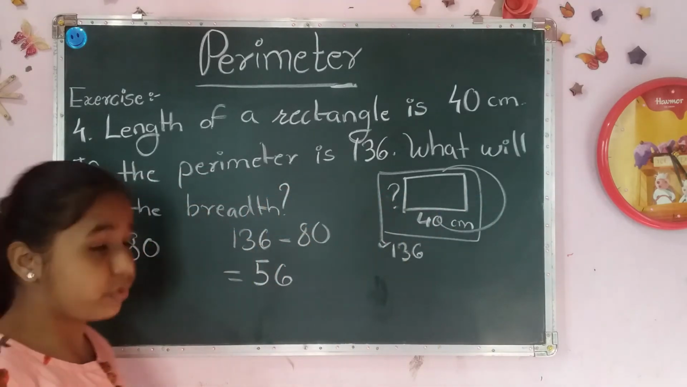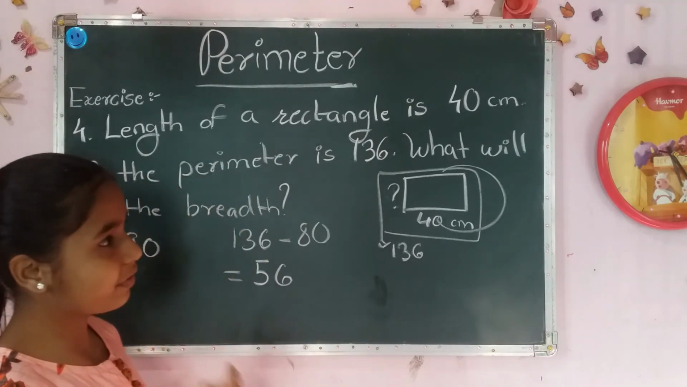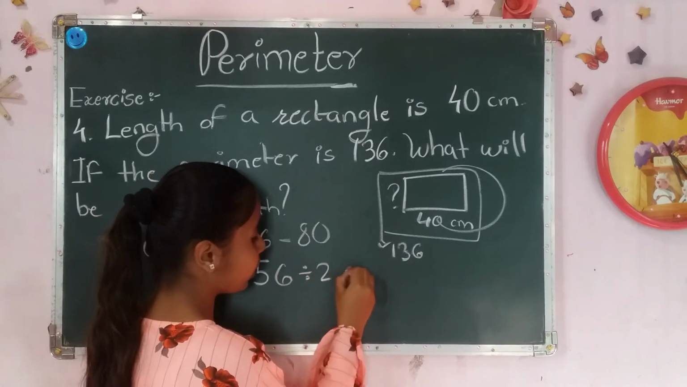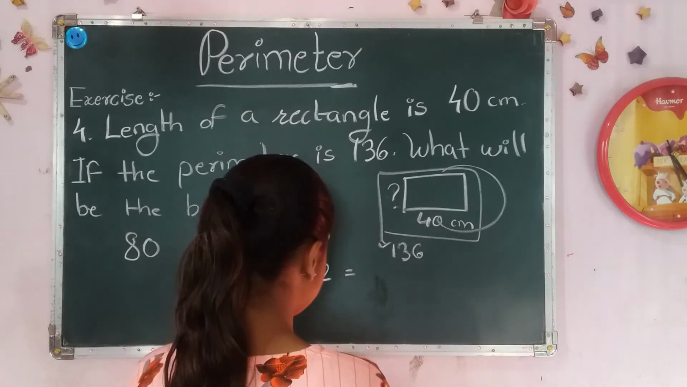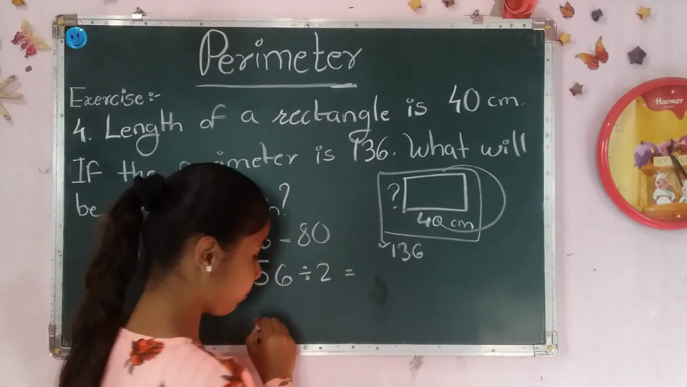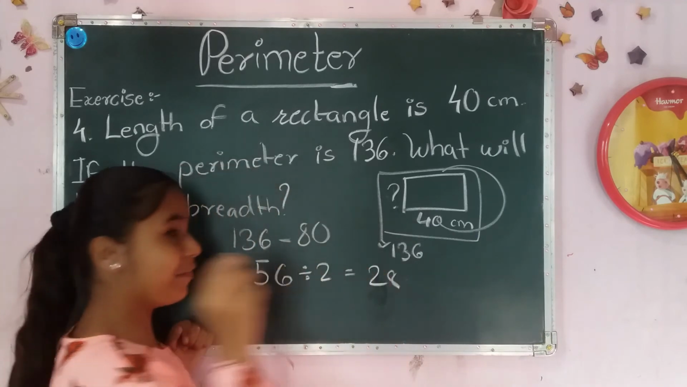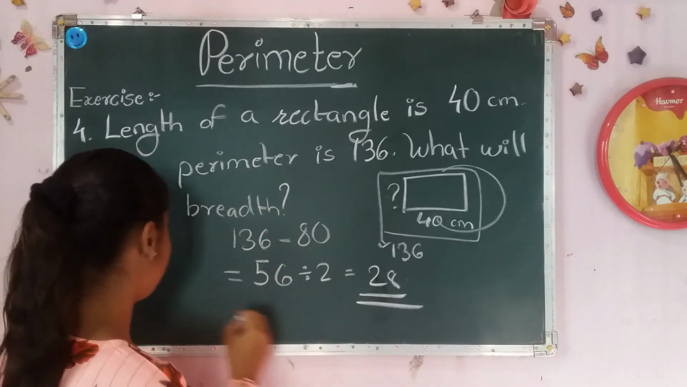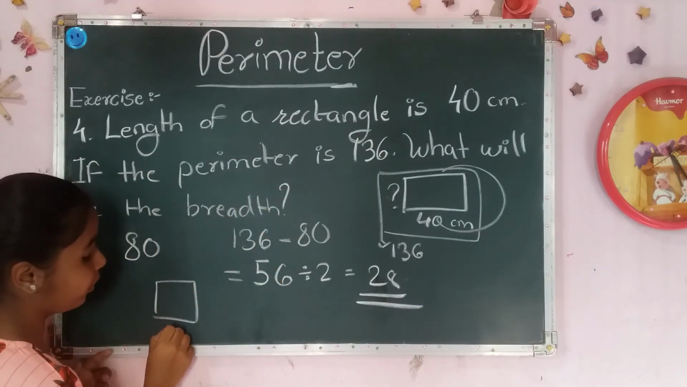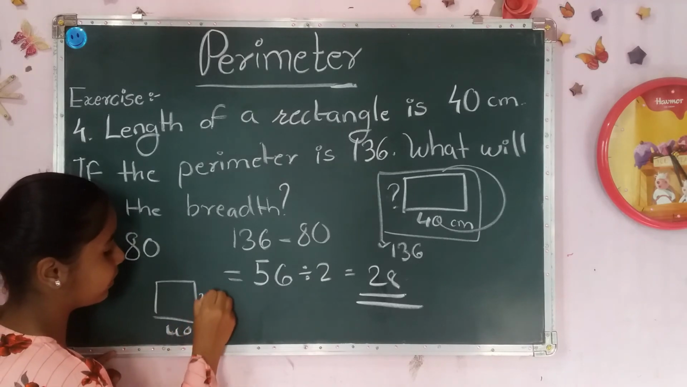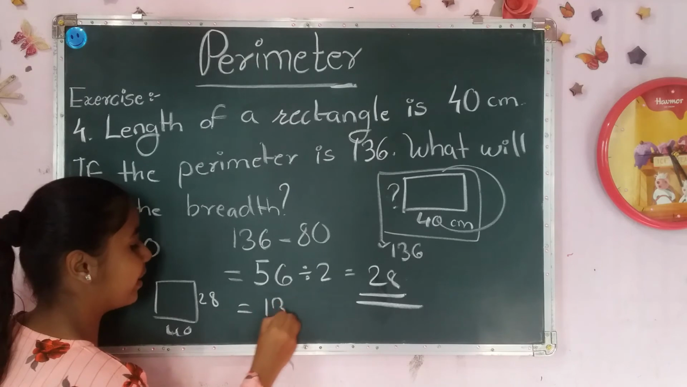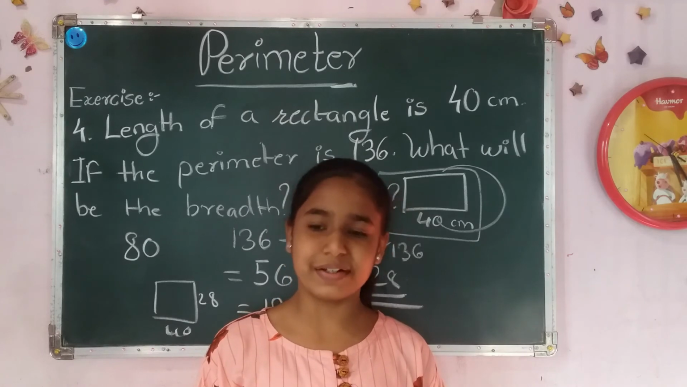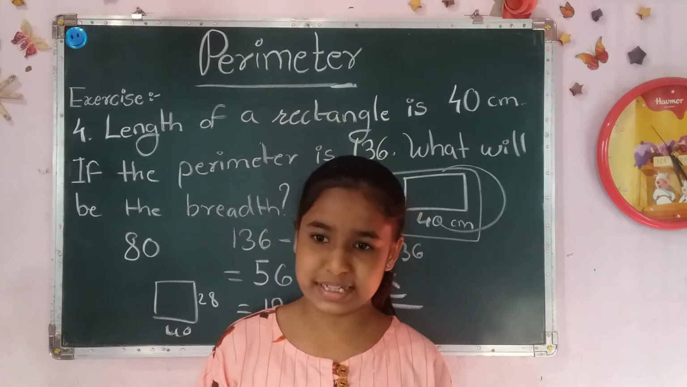So here we got the two breadths of the rectangle. Now we will find one breadth of the rectangle. For 2 breadths we will divide by 2. If we divide 56 by 2, it will be 28. So here we found the breadth of the rectangle, and it is 28. Very easy. So our rectangle is finished: 40 centimeter, 28, and perimeter is equal to 136. Okay. So here it was very simple. I think you understand it well. Okay. So let's go next.